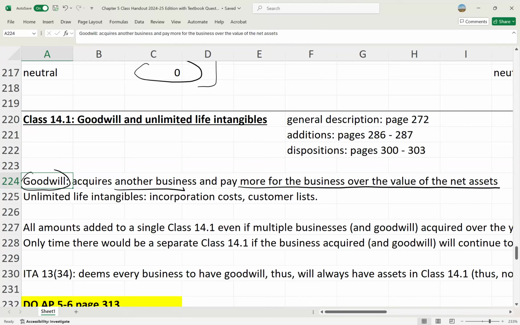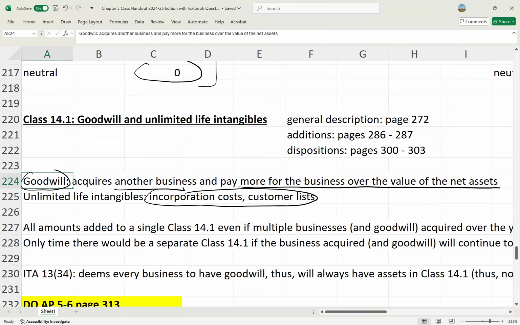goodwill. Unlimited life intangibles, things such as incorporation costs, maybe customer list, those are unlimited life intangibles. You could also have unlimited life franchises as well. But anything that is considered goodwill and an intangible that has an unlimited life would go into class 14.1, which has a CCA rate of 5%.